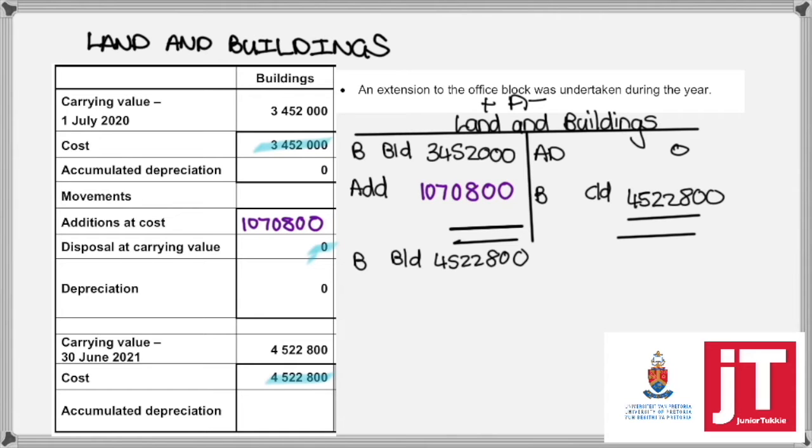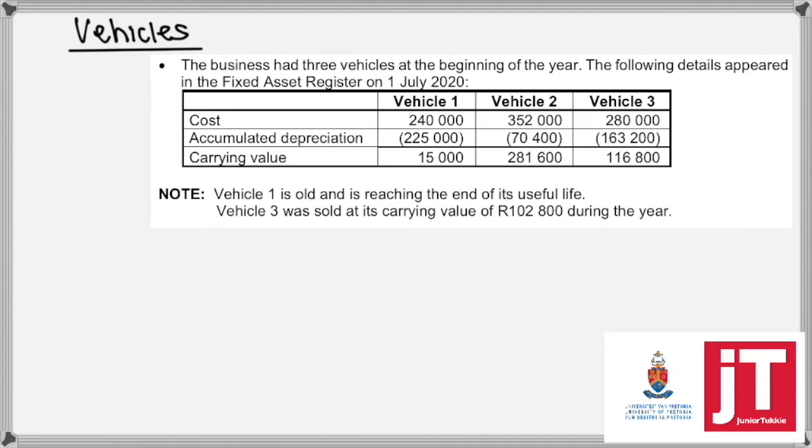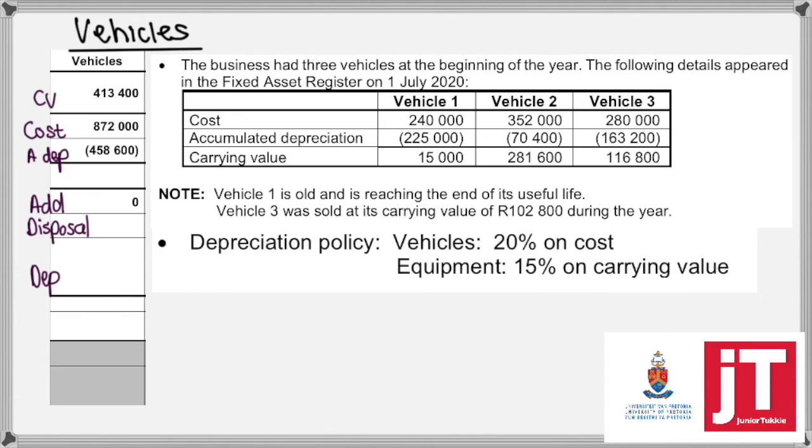Moving on to vehicles. The business had 3 vehicles in the beginning of the year. The following details appeared in the fixed asset register on the 1st of July 2020. So, looking at the information provided, they've given to us in the tangible asset note the cost in the beginning minus the accumulated depreciation in the beginning equals the carrying value.